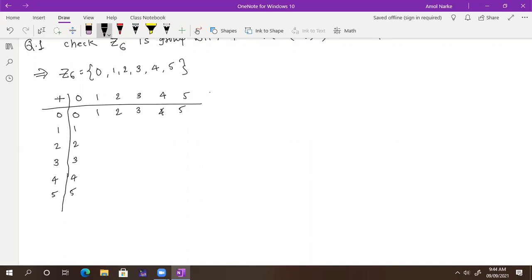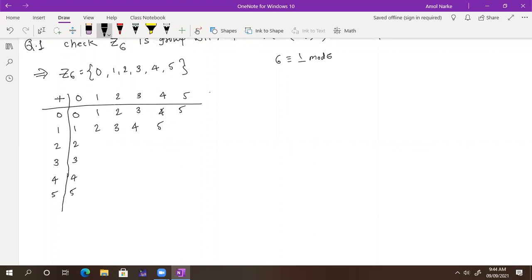Next, tell me now. 1 plus 1 is 2. 1 plus 3 is 4, oh sorry, 1 plus 2, it is 3. It is 4. What about this? 5. What about this? 6. But does 6 belong to Z6? No. So we need to convert. So 6 is congruent to which number mod 6? 1.